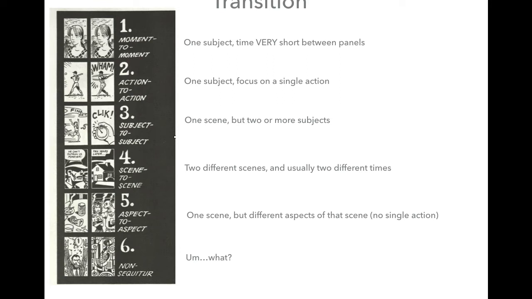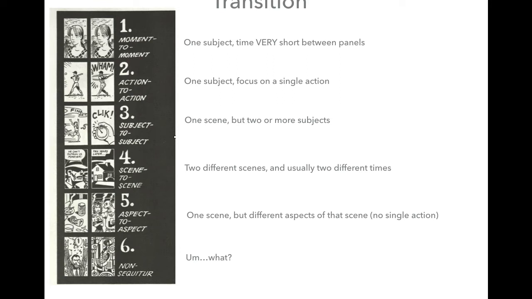We have one scene, but we're moving between subjects in the scene. Number 4 is scene to scene. Usually 2 different times and 2 different things happening. So in this one, there's a guy talking, and then it says 10 years later, and we see a house. Now, the 2 images are not the same person. They're not even the same scene.